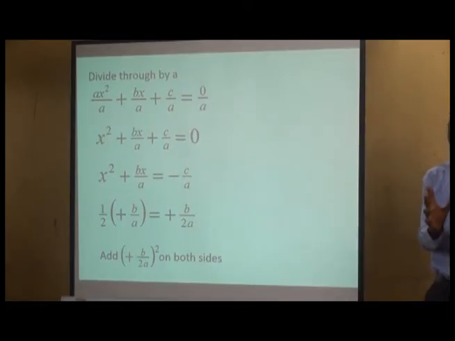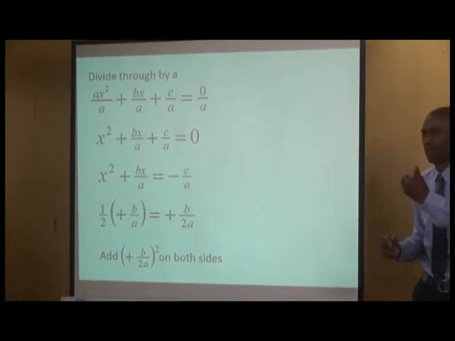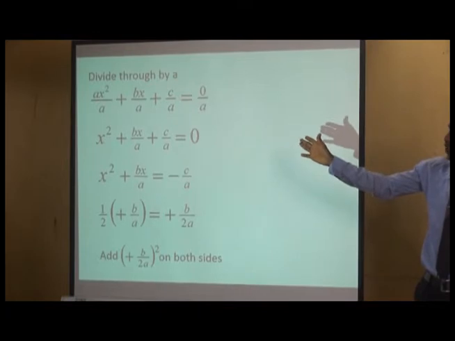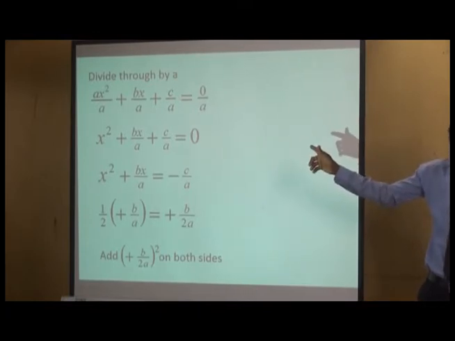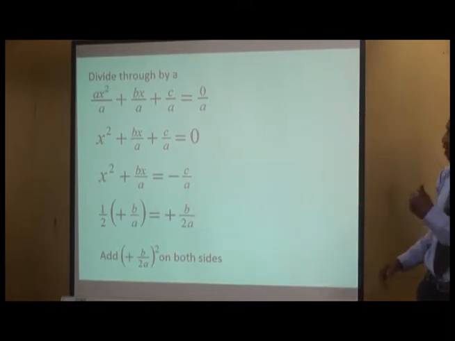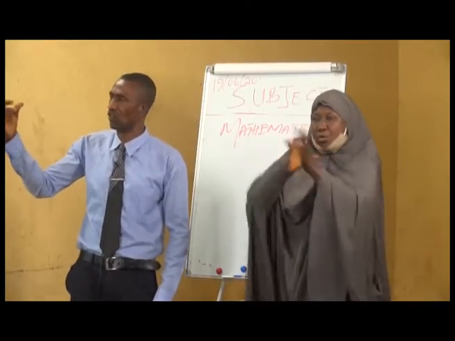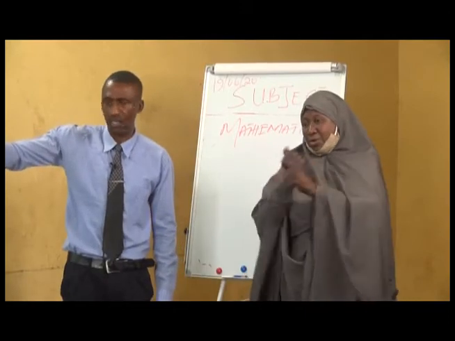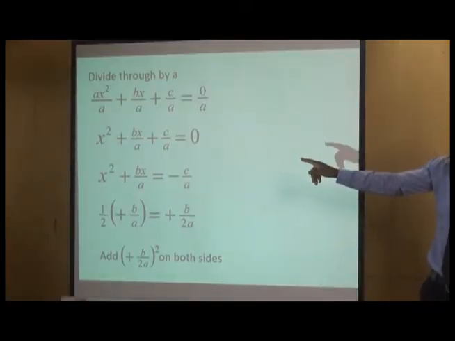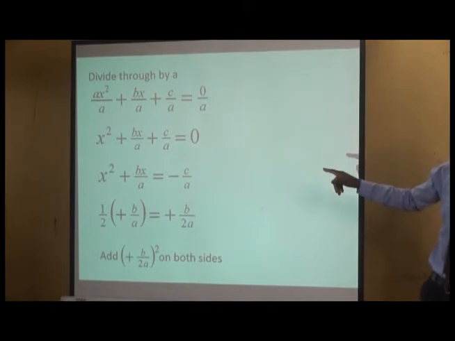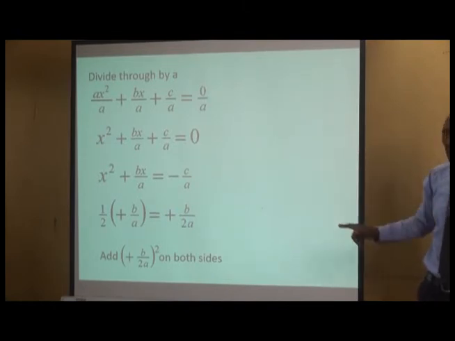Second procedure, transfer the constant to the right hand side. What is the constant here? The constant in the equation is c over a. So when positive c over a on the left is transferred or crosses an equal sign to the right, it becomes negative. So that is why we can have x squared plus bx over a equals minus c over a.